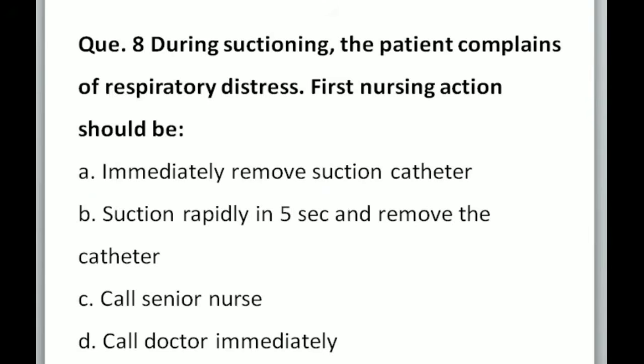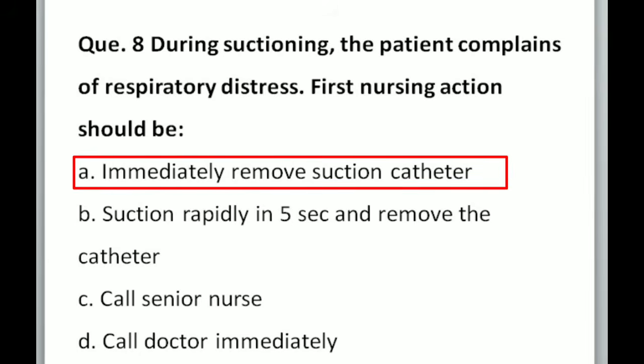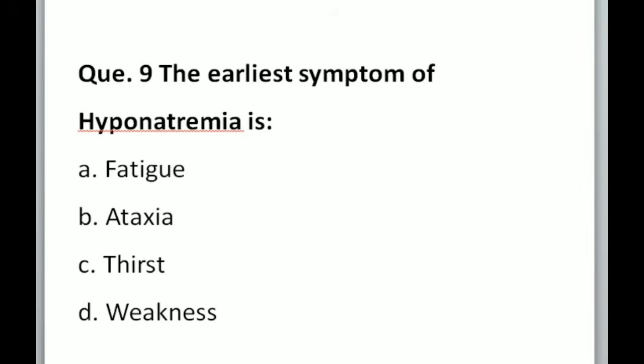Q8. During suctioning, the patient complains of respiratory distress. First nursing action should be A. Immediately remove suction catheter. B. Suction rapidly in 5 seconds and remove the catheter. C. Call senior nurse. D. Call doctor immediately. Correct option is A. Immediately remove suction catheter.